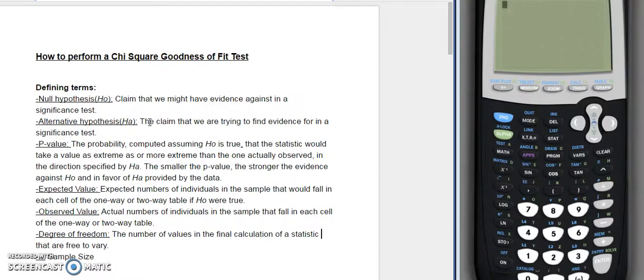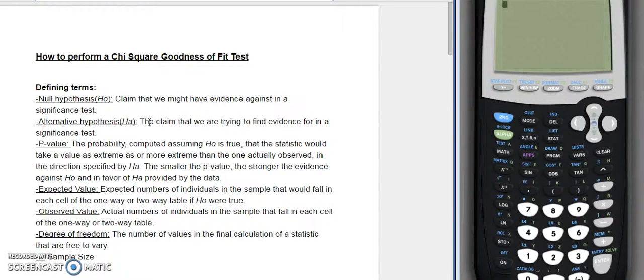The p-value is the probability, computed assuming the null is true, that the statistic would take a value as extreme or more extreme than the one actually observed, in the direction specified by the alternative. The smaller the p-value, the stronger the evidence is against the null and in favor of the alternative provided by the data.